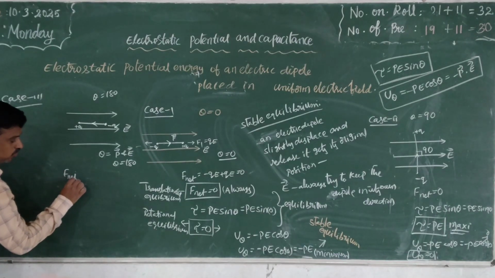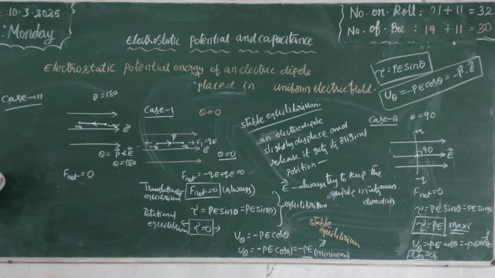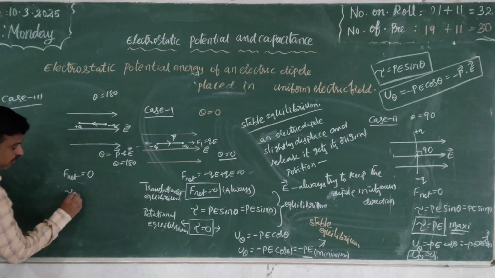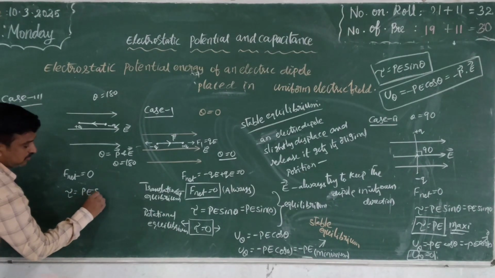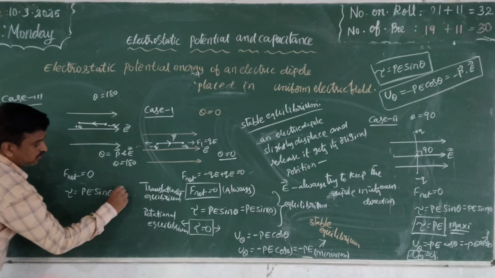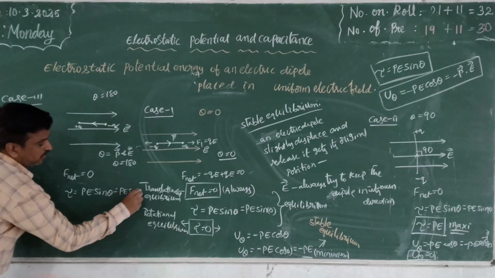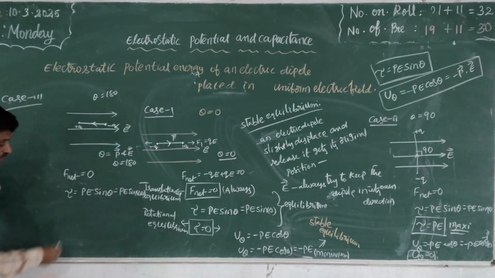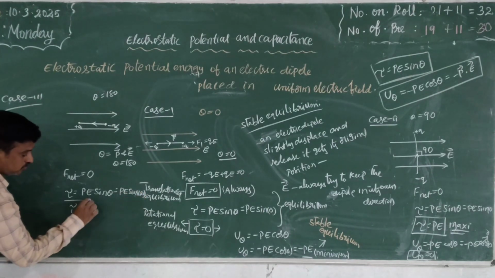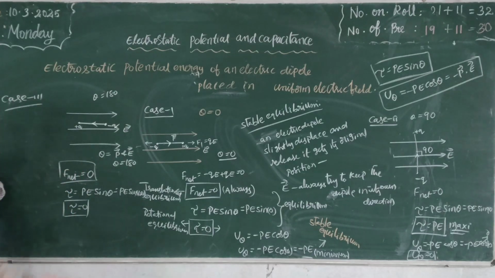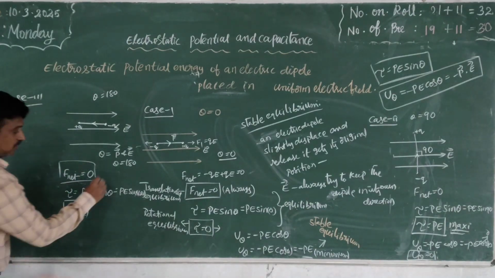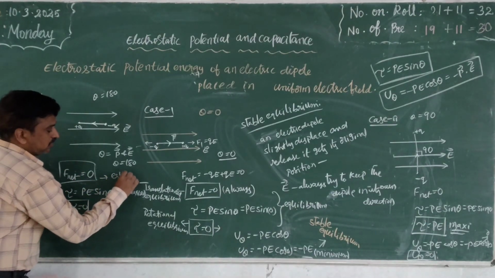Net force acting on this one? Net force is 0, and torque is pE sin theta. What is pE sin 180? The angle is 180. What is sin 180? 0. Torque equal to 0. Again, net force and torque are 0. Thus we can say that it is an equilibrium position.